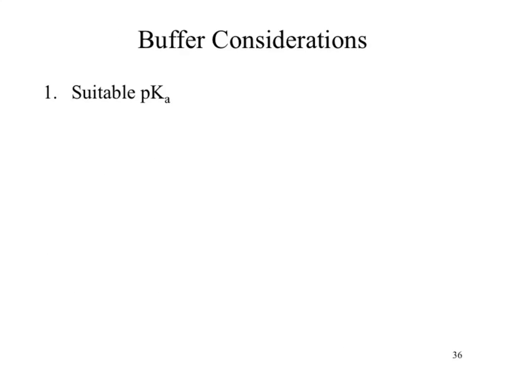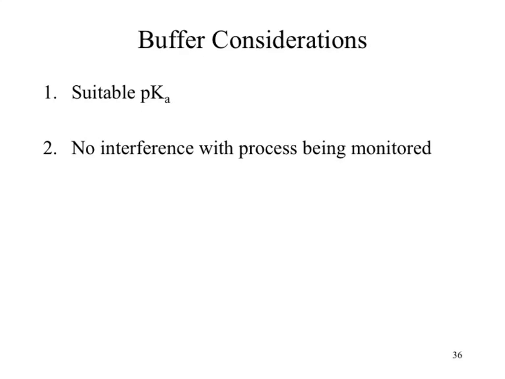So in our buffer considerations, a suitable pKa matching our pH is super, super important. That's our big one. Next, no interference with the process being monitored. CO2 could inhibit the enzyme we're looking at. So if I pick carbonic acid as my buffer system, it generates CO2. That CO2 can mess with what I'm looking at, and I don't know if it's me messing with it or if it's my buffer messing with it. Okay? The ionic strength, we already kind of vaguely talked about this one.